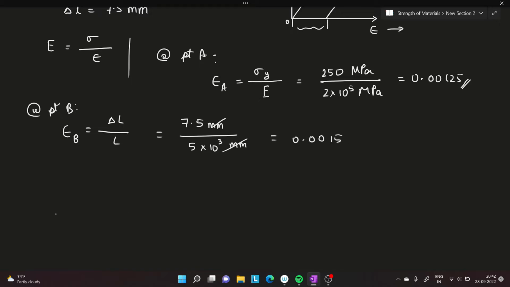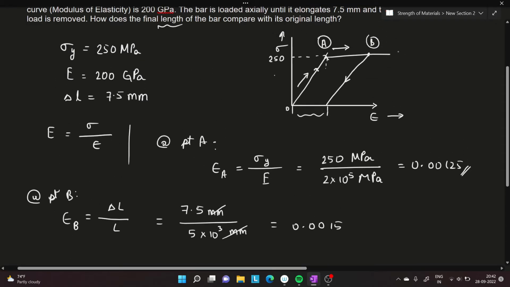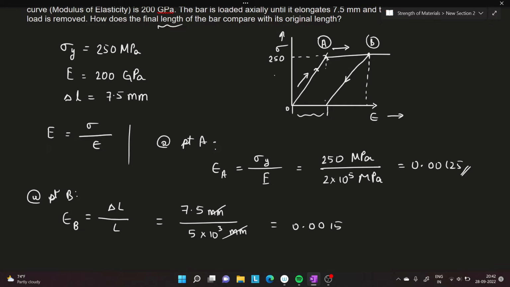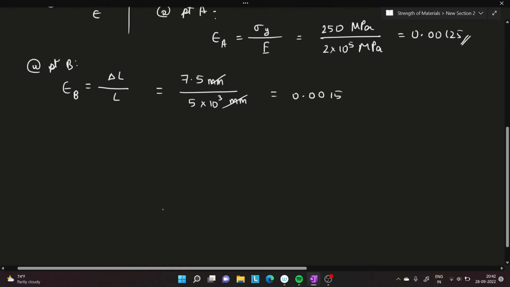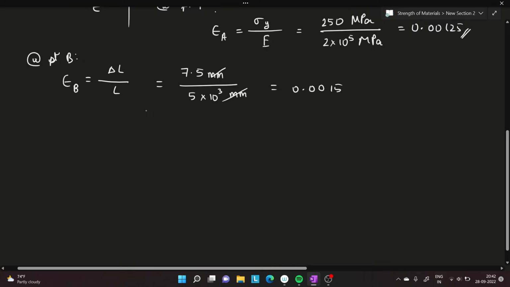Right. Next, the elastic recovery, whatever has been recovered. So it is nothing but this. This is going to be the recovery from here to here. Let me calculate the recovery now. So elastic recovery is equal to sigma y divided by E. That is nothing but, we have already done that, 0.00125.